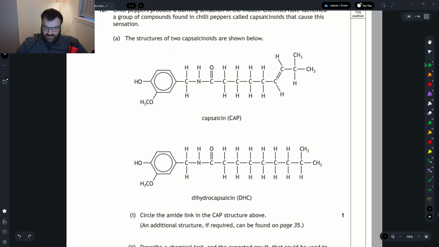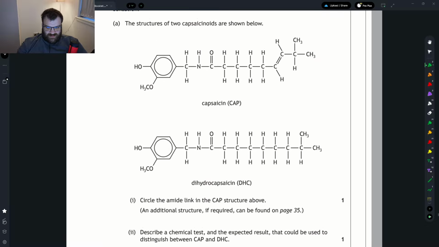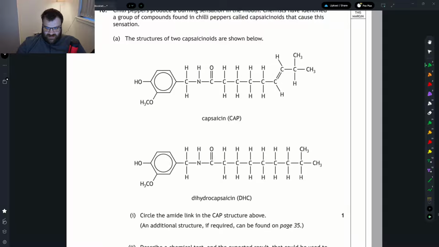Next up, we're talking about burning sensations of capsinoids in chilies. Two of them. Circle the amide link. One amide link is C double bond O, then an N.